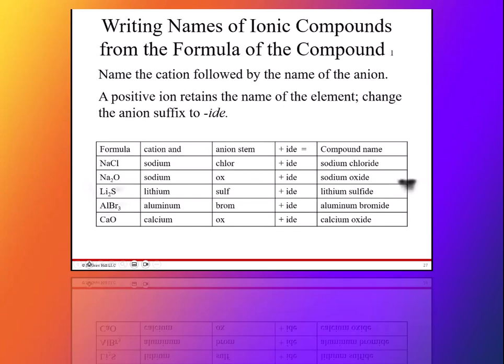All right, so they give you some examples. I'm not going to go through these. Pretty much the same thing we've just seen. Name the cation by its full metal name. Change the anion to an IDE ending. And again, we don't tell people how many of each ion are present because this is all determined by the charges on the ions. All right, pretty easy.